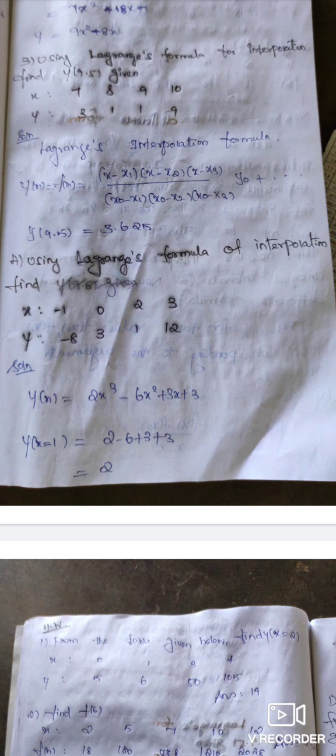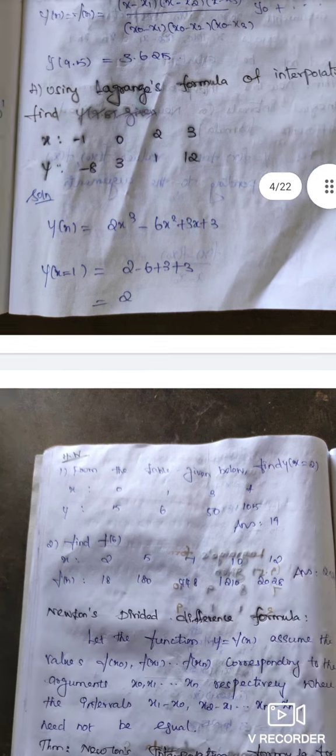So we find y of 1. We put x is equal to 1 in the equation. We get 2 minus 6 plus 3 plus 3. So 6 minus 6 is 0. So we get y of x at x is equal to 1 is equal to 2.